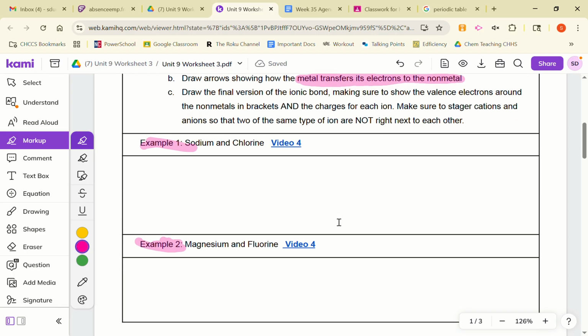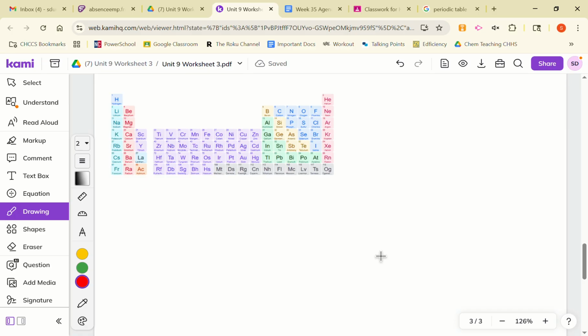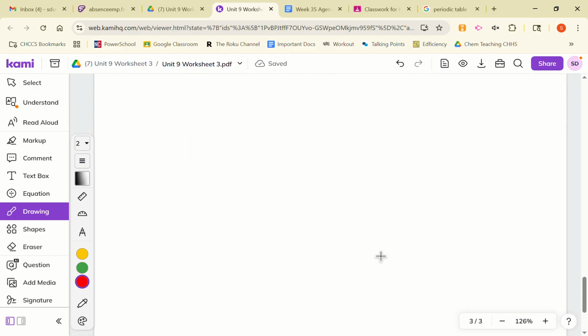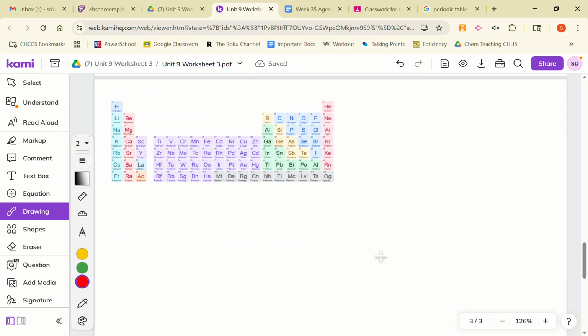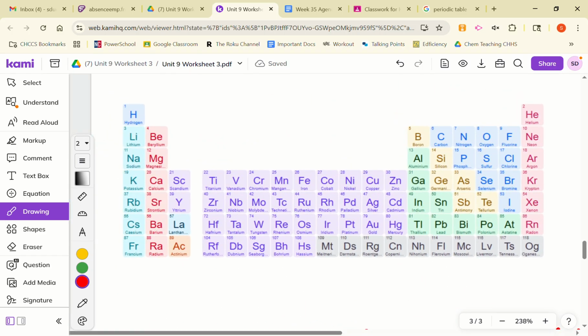Let's do an example. So I'm going to do the sodium and chlorine example. I'm actually going to scroll down and do it on this blank sheet of paper just because I have more space here. So I'm going to do the example for sodium and chlorine. So the first thing I want you to do is look at your periodic table, find sodium, and find chlorine.